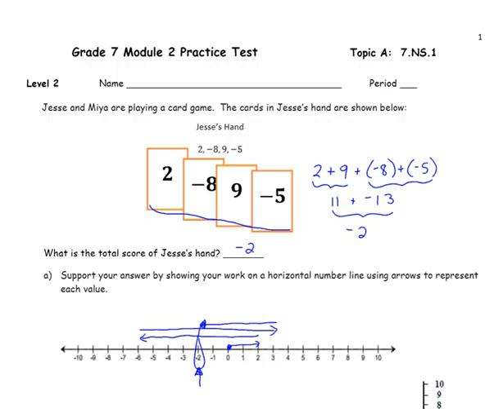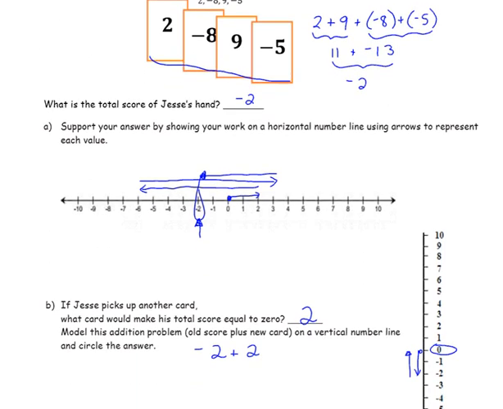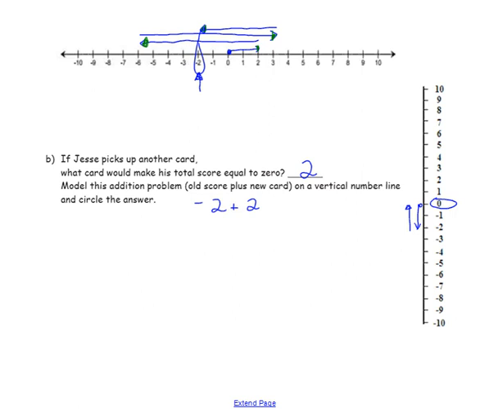And on the first page, you want to make sure that you're using arrows at the end of your number lines to indicate which way you were going on that number line. All right, prepare well so that you will get a 4 on that test.